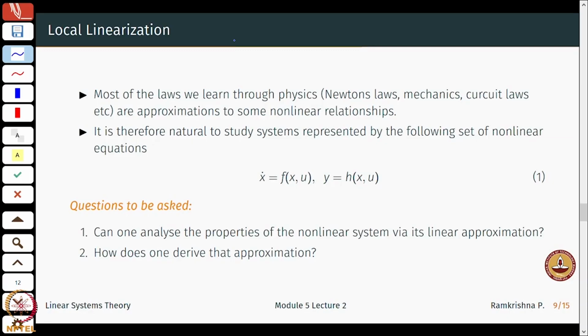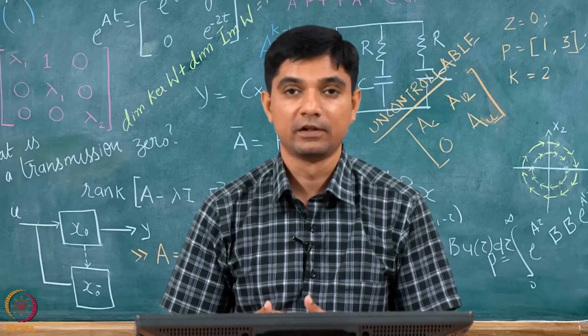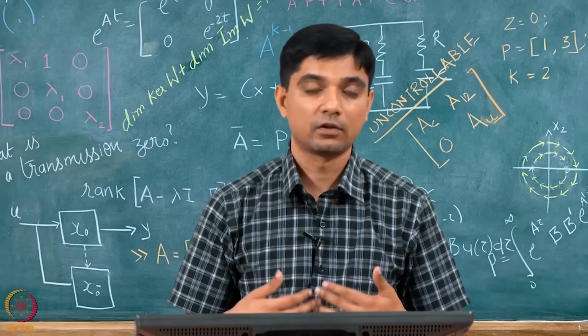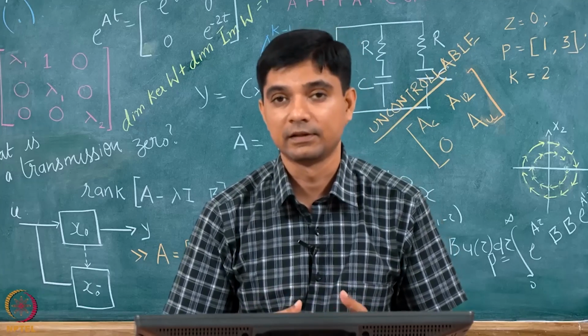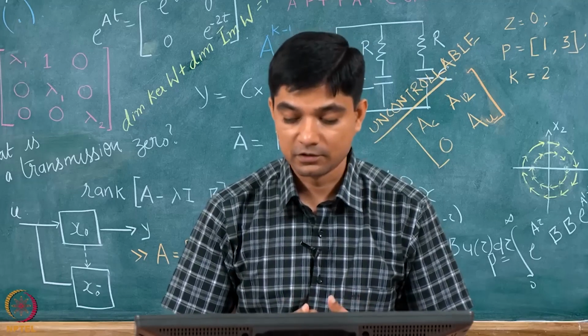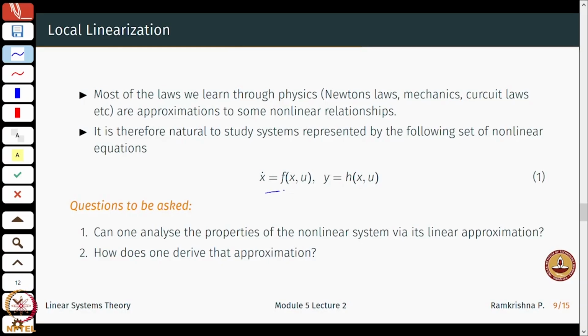Okay. So, what do we generally learn so far, when we start even with mechanics or circuits? Most laws we learn through physics, the Newton's laws, circuit laws and so on, are approximations of certain nonlinear relationships. In the week 1, the first lecture, we saw how P equal to mV was restricted to a certain range only, and similarly with inductors and so on. So, a natural way to study systems is by the following set of equations: x dot is f of x, u and y is some h of x, u, where x is some n dimensional state vector, u is some m dimensional input, y could be some p dimensional output.